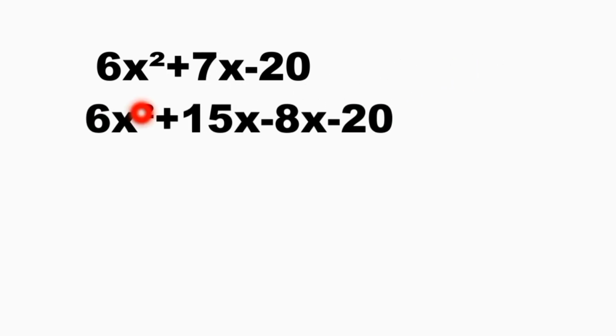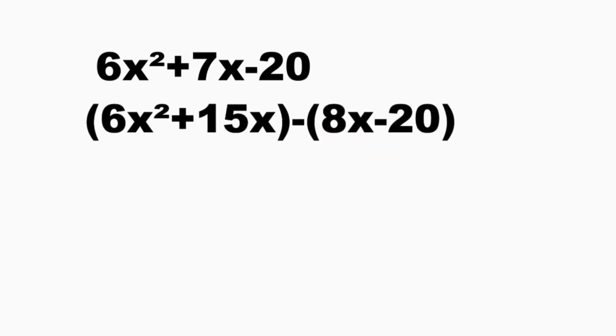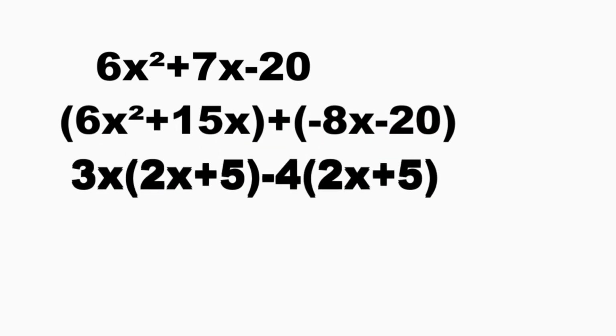So we have 6x squared plus 15x minus 8x minus 20. So group, and then we have to factor out the common factor in this group and in this group. We factor out 3x here. So 6x squared divided by 3x is 2x, and plus 15x divided by 3x is 5.